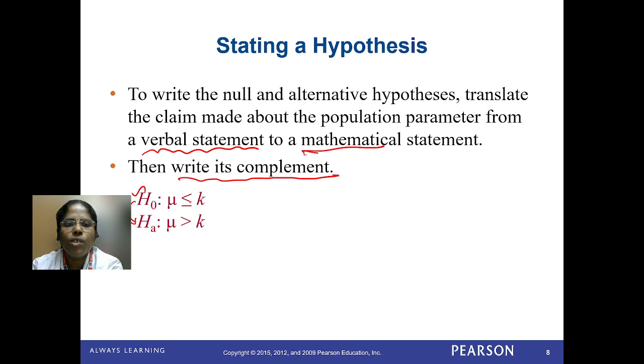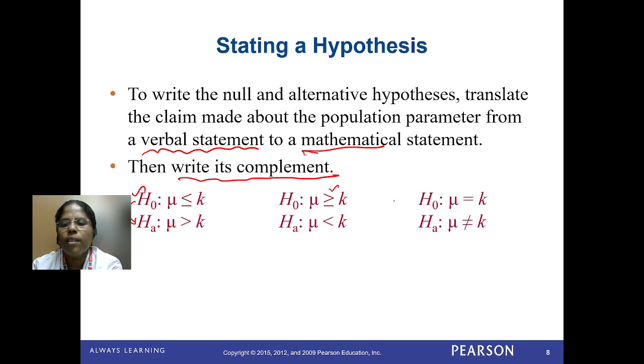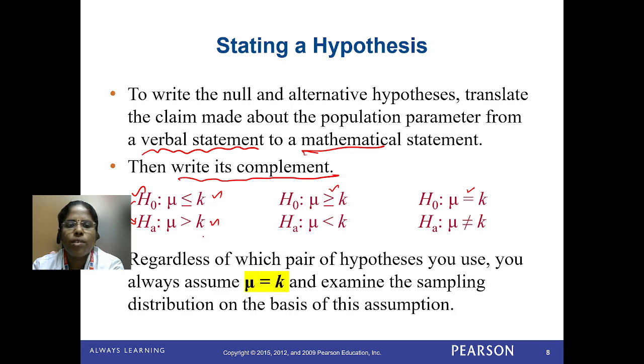If they are using less than or equal to, the complement is greater than. If you are using greater than or equal to, the complement is less than. If you are using the equal sign, the complement will be not equal to. Likewise, only these three cases will come. So first we need to convert the verbal statement to a mathematical statement, then write down the H naught, and then write its complement, which gives you the alternate hypothesis.